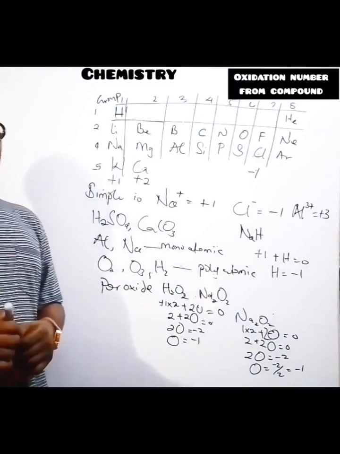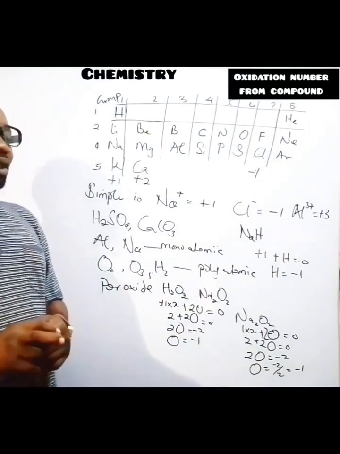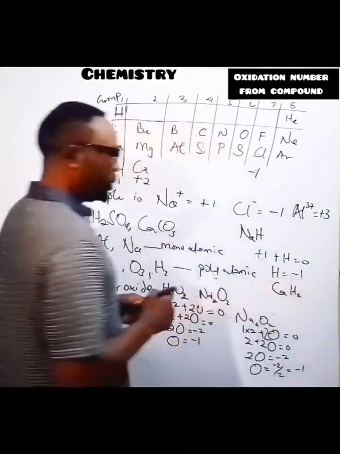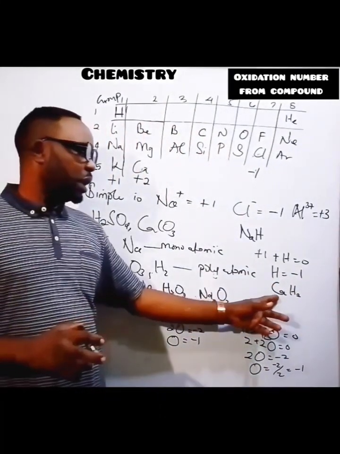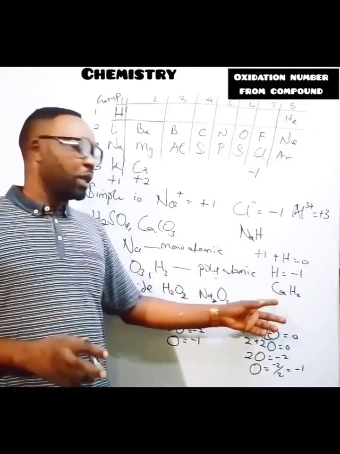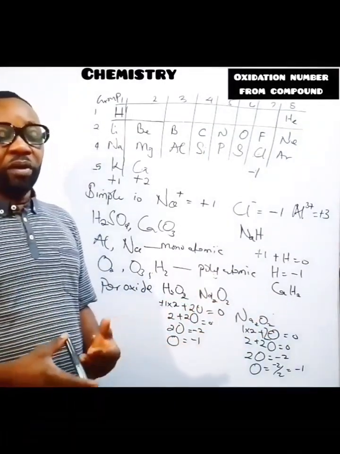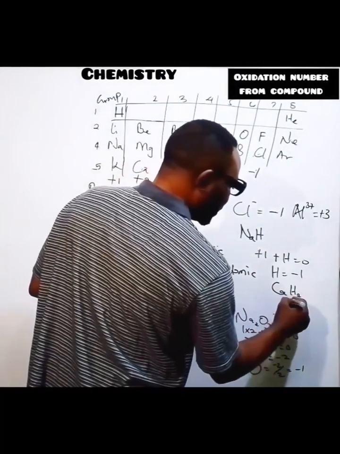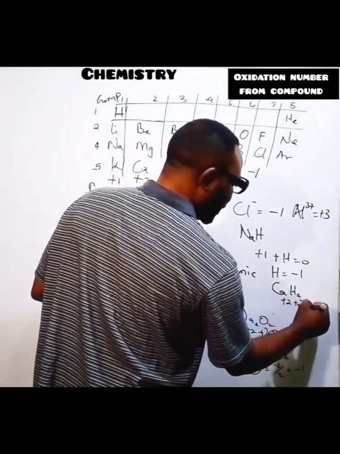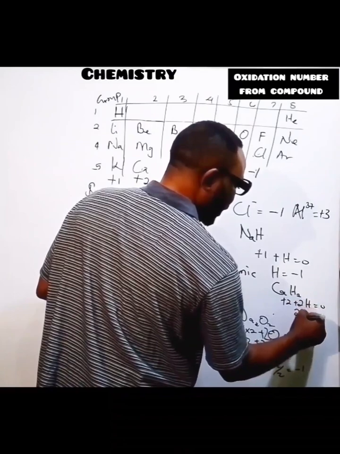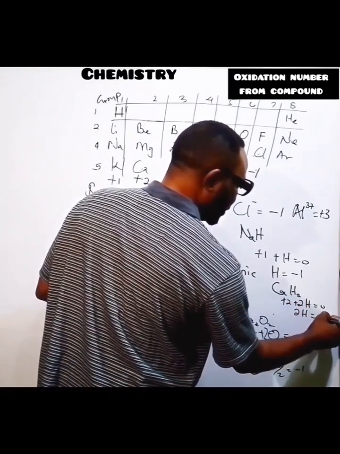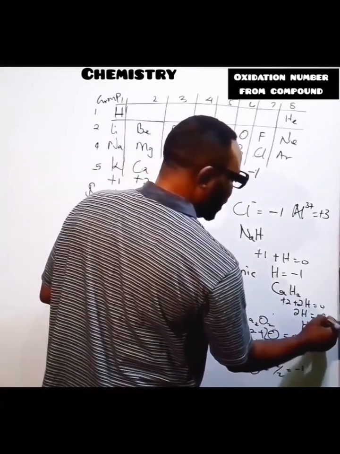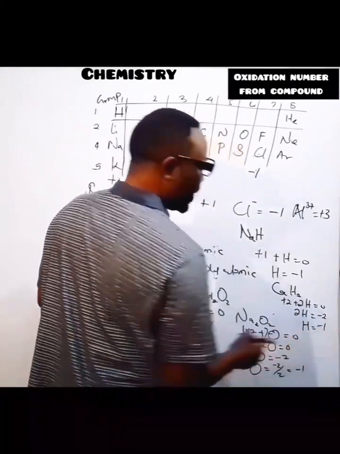Or you can as well find the oxidation number of hydrogen in the compound CaH2. Don't forget that calcium is found in group 2. Adding up their oxidation numbers together, we are going to get 0. So we can now say that plus 2 plus 2H is equal to 0. 2H will be equal to minus 2, because the plus 2 goes to the other side and becomes minus 2. H becomes minus 2 divided by 2, which is equal to minus 1.